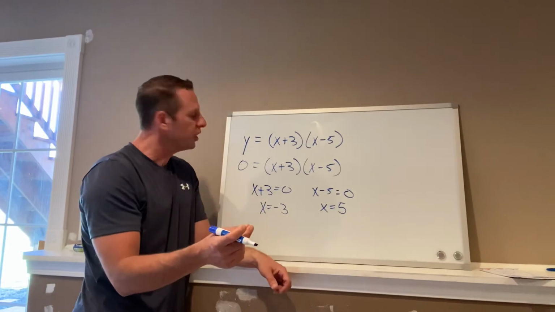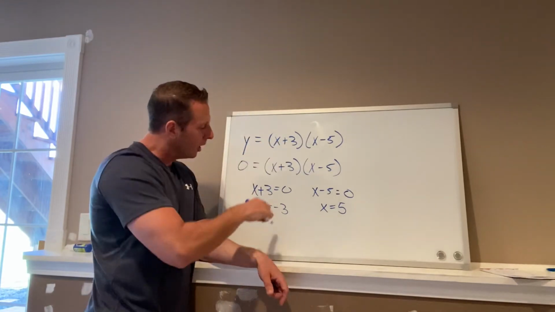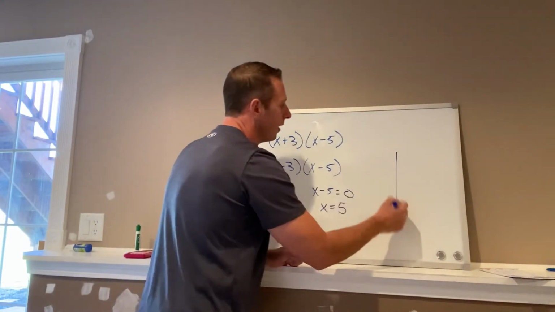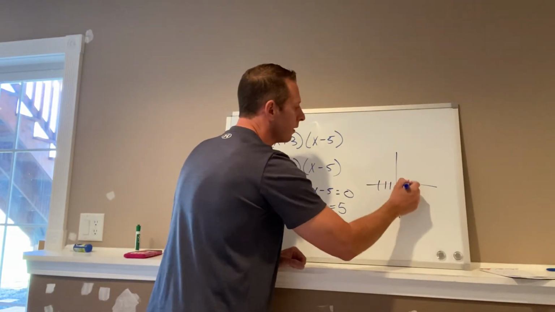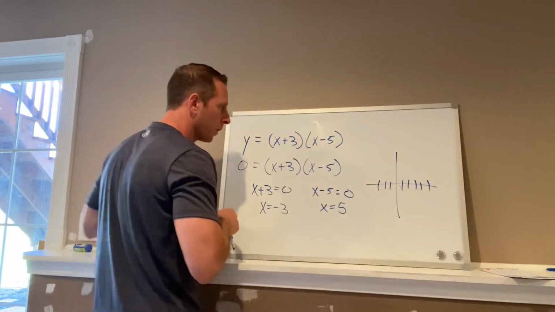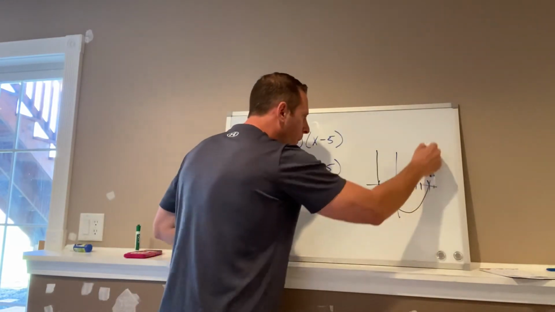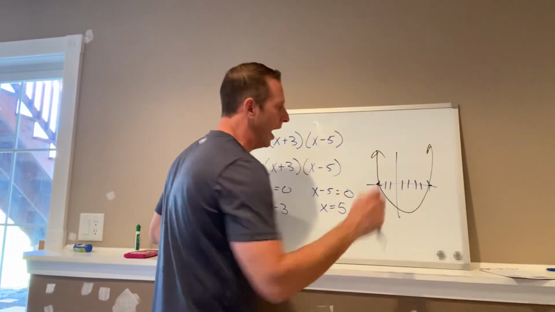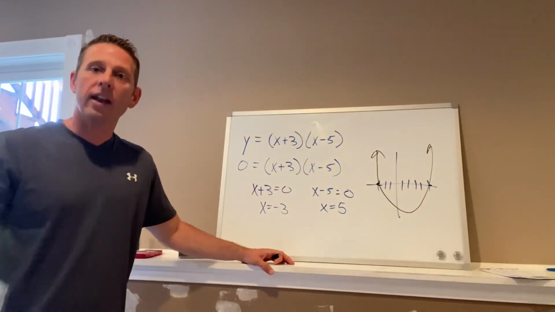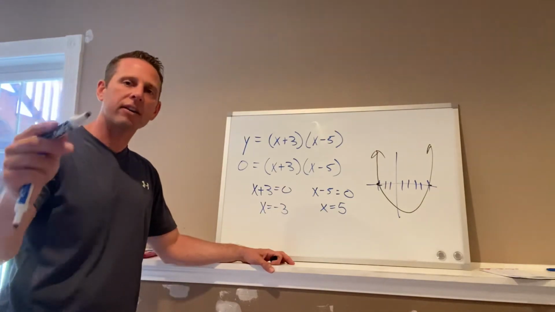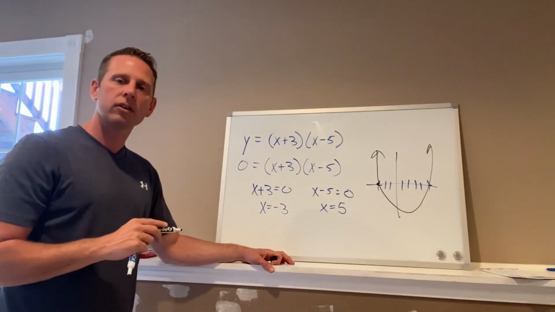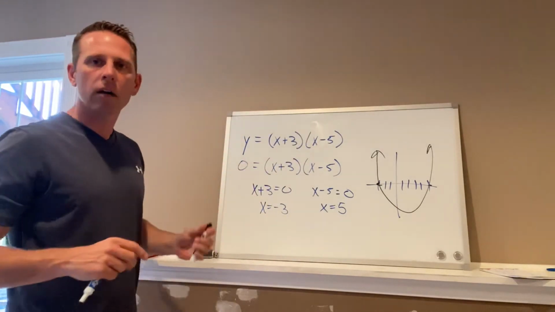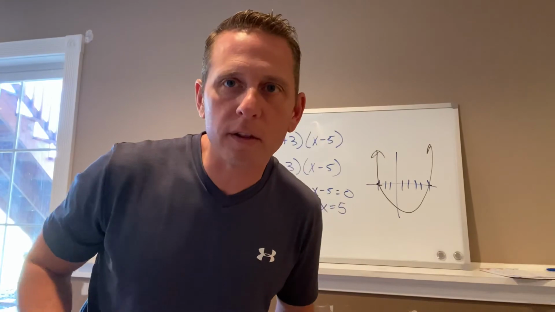If we were to graph this parabola, the parabola would intersect the x-axis at -3 and 5. All right, in the next video, I'm going to factor and then solve. This one was already factored for you.